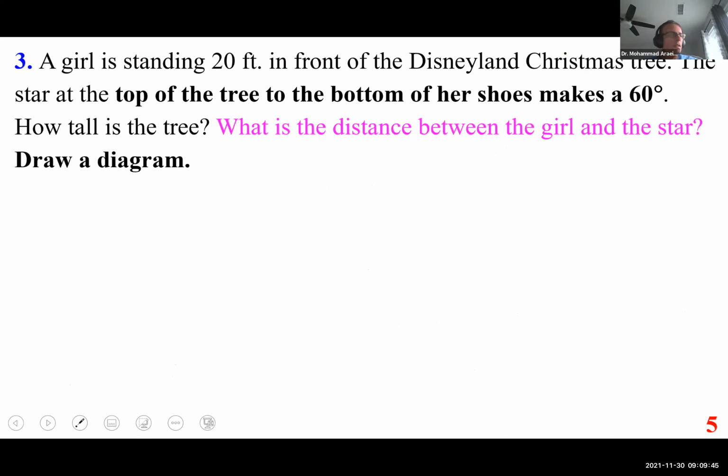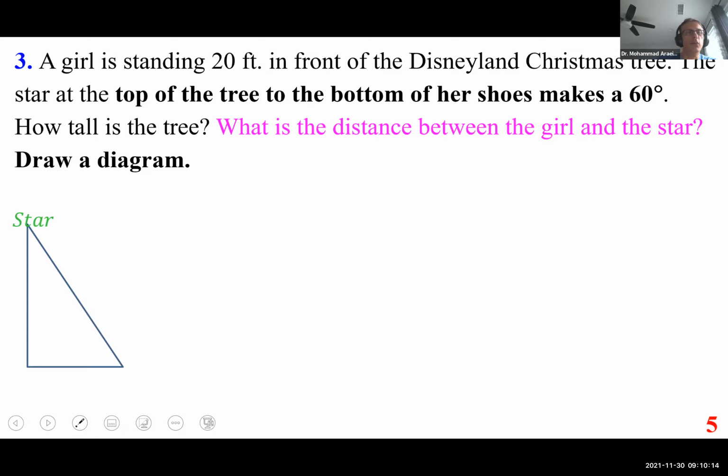Could you please read this? A girl is standing 20 feet in front of a Christmas tree. The star at the top of the tree to the bottom of her shoes makes a 60-degree angle. How tall is the Christmas tree? What is the distance between the girl and the star? Draw a diagram. Perfect. Anytime you do word problems involving trigonometry, when the diagram is missing, you've got to come up with that to make sure you understand and your readers understand exactly what you're thinking.